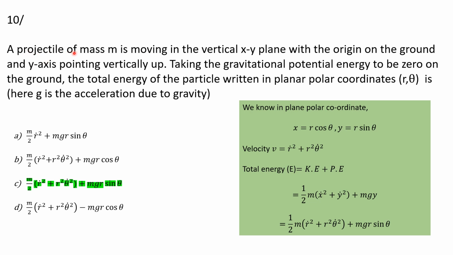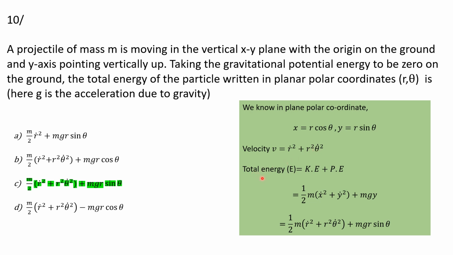Then, a projectile of mass m is moving in the vertical xy plane with the origin on the ground and the y-axis pointing vertically up. Taking the gravitational potential energy to be 0 on the ground, the total energy of the particle, written in planar polar coordinates r, theta, is, and here g is the acceleration due to gravity. So we know that in polar coordinates x is equal to r cos theta and y is equal to r sin theta. And again we do know that the velocity in polar coordinates will be equal to r dot square plus r square theta dot square.